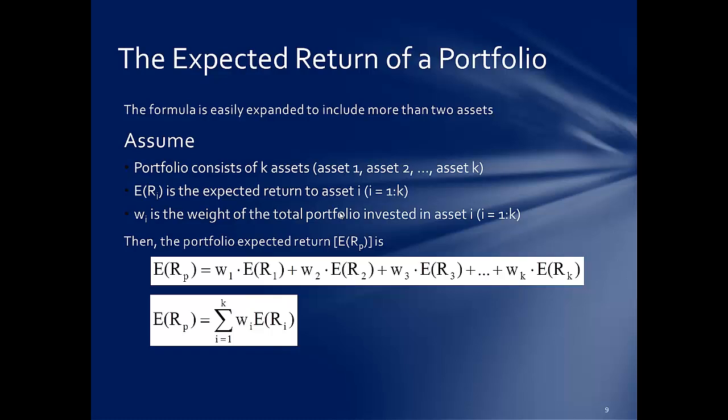So assume that a portfolio, instead of consisting of only 2 assets, now consists of K assets. If the expected return I is used to denote the expected return to asset I, and obviously I can be 1 through K, and if we also say that WI is the weight of the total portfolio invested in asset I, then we can represent the portfolio expected return thusly. It's merely the sum of the products of each of the weights and the expected returns. We can shorten the mathematical representation thusly. Again, it's just the sum of the product of all of the weights against the expected returns.